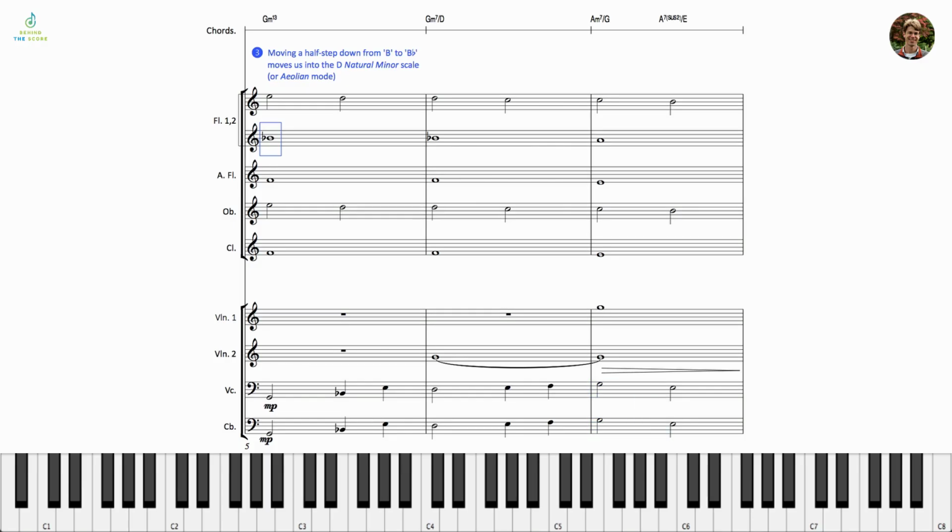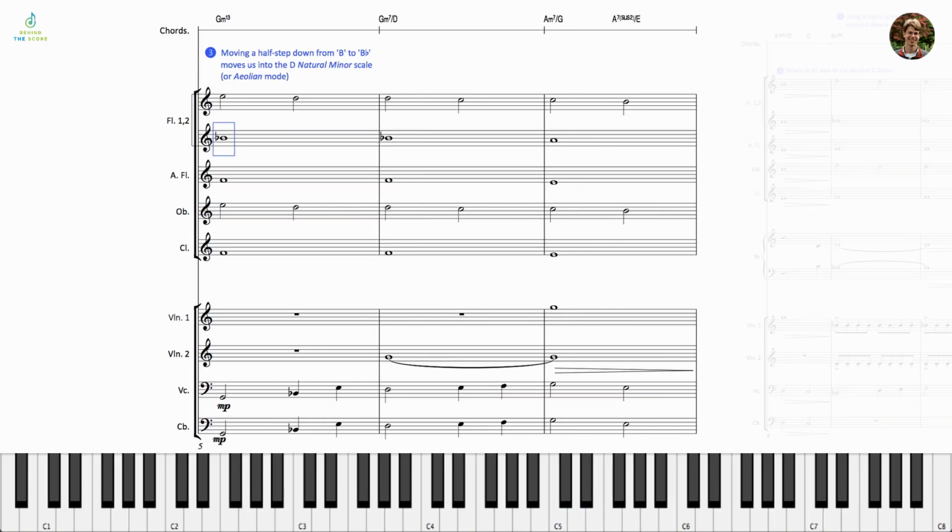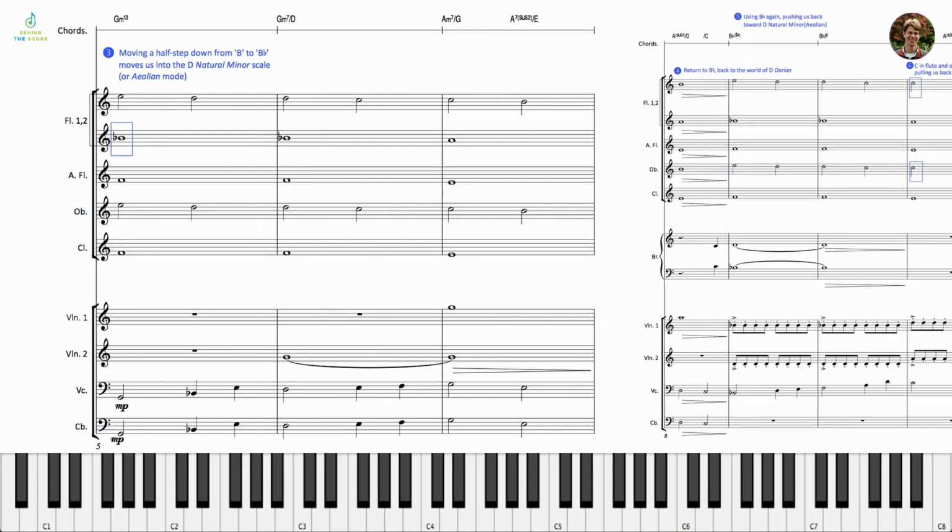The winds spell out A minor, A, C, and E, and the bass plays G the 7th, so we basically have an inverted A minor 7 harmony. But look what happens in measures 7 and 8. The melody comes to rest on B, so we're back to using B naturals now.